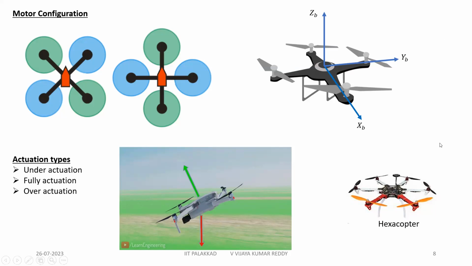So I have a question for you now. Can anyone unmute and say what type of actuation a hexacopter has? A hexacopter has six propellers in total. What type of actuation does it have: under actuation, fully actuation, or over actuation? Can anyone say? Hello? Can anyone unmute and say the answer? It's fine, even if it is wrong, no problem.